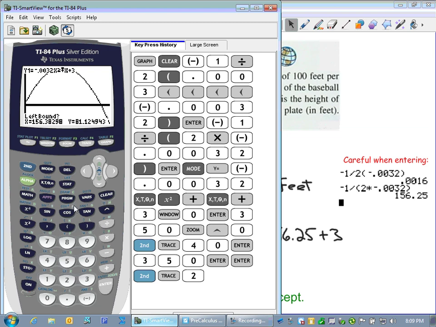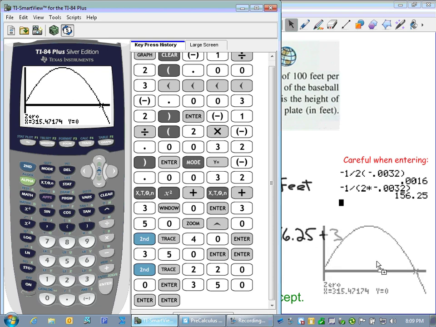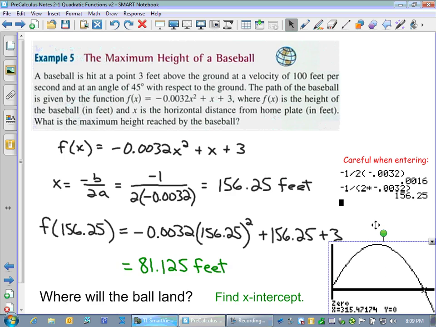Alright, so left bound, I'm going to choose somewhere in the middle, let's say 200. That'll be my left bound. Hit enter. And then right bound, I'm going to use the edge of the screen, which is 350. Enter. And again, the guess doesn't matter. So we get the 0 is 315.47 is that x value. So putting that over here to answer this question, we see that the x value of the x-intercept is 315.47 feet, which is where that ball is going to hit the ground.